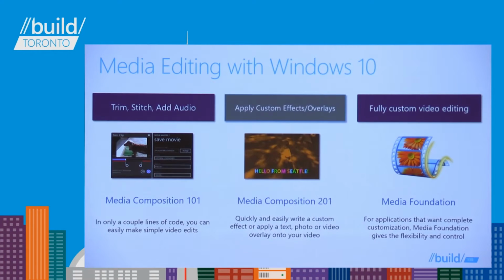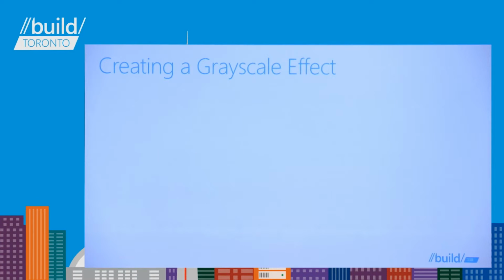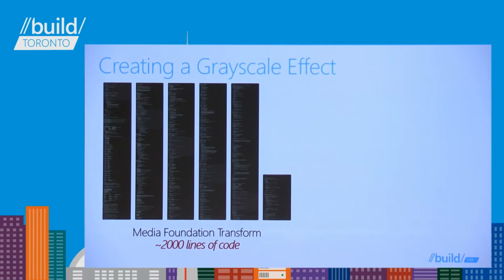So, for example, for creating a grayscale effect in Windows 8.1, you need to write this amount of code. 2,000 lines just for a small, very simple grayscale effect. You may involve DirectX shaders, or you may do it programmatically. But anyway, it's about this. And by the way, it's C++. You're right, thank you, it was obvious, C++. With Windows 10 and the Universal Windows Platform, you can do it in 90 lines of code, and by the way, it's C#. So it's a lot easier.